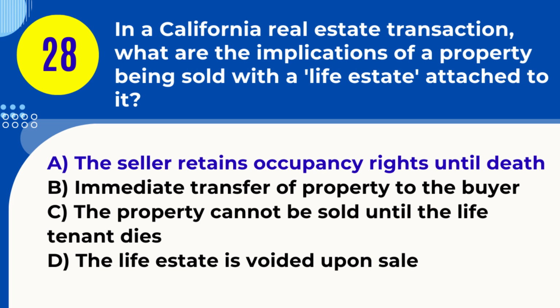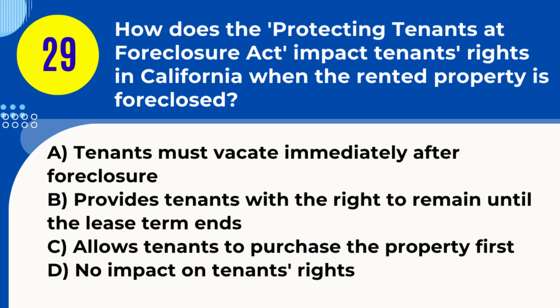Answer. A. The seller retains occupancy rights until death. Explanation. A life estate allows the original owner, the life tenant, to retain occupancy and use of the property until their death, after which ownership fully transfers to the new owner. Question 29. How does the Protecting Tenants at Foreclosure Act impact tenants' rights in California when the rented property is foreclosed? A. Tenants must vacate immediately after foreclosure.